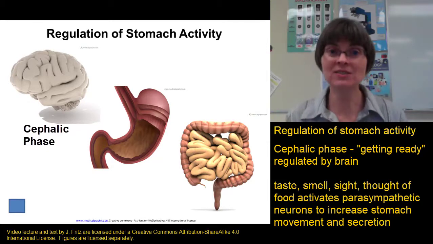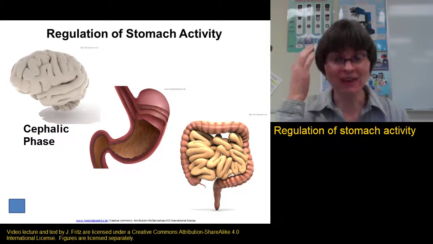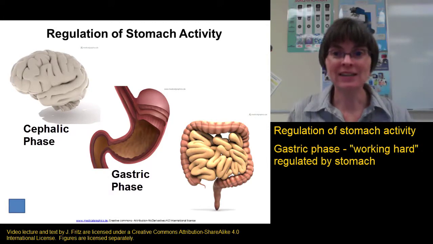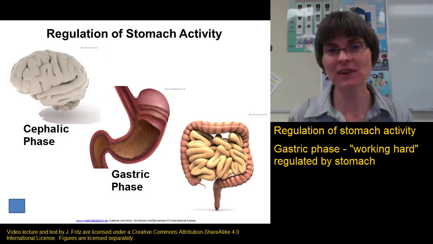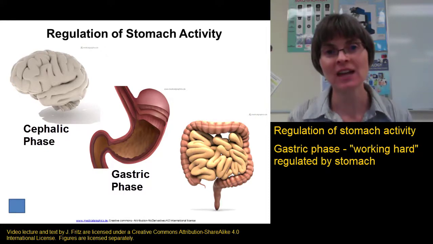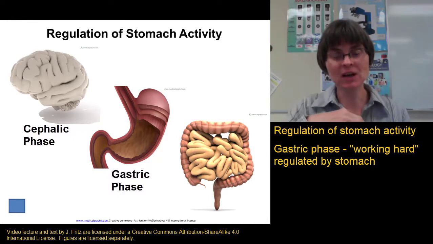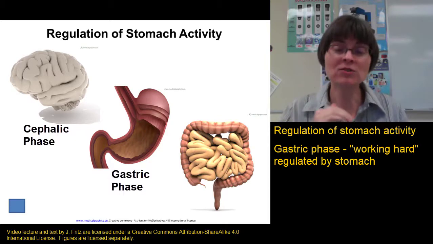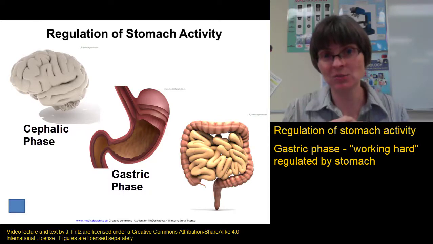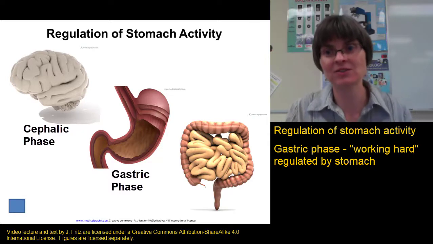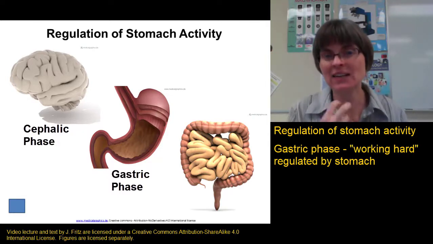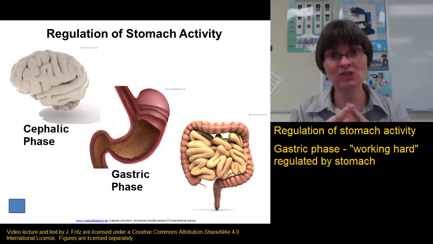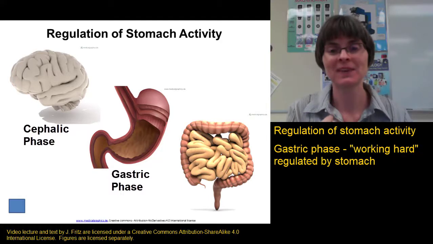As food comes into the stomach, we move from the cephalic phase, where we're getting ready for digestion, to the gastric phase, which is what I consider the working hard phase. The gastric phase is regulated by the stomach itself, and as food goes into the stomach, the food entering the stomach stretches the stomach, and the food coming into the stomach also raises the pH, because anything you put in your stomach is going to be less acidic than your stomach acid, and it contains proteins. So those are three things that the stomach can detect: stretch, pH, and proteins or peptides.